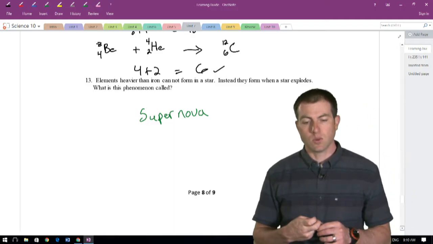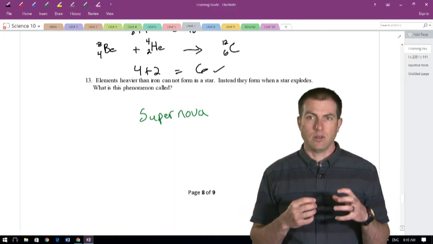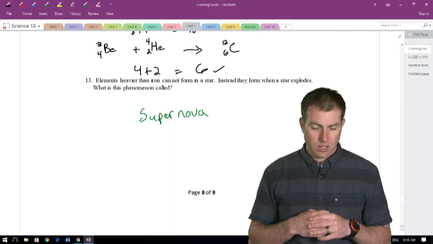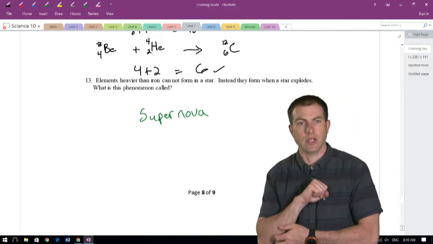The second way is when two neutron stars collide. They actually make really heavy elements. I didn't know that. Now I do.